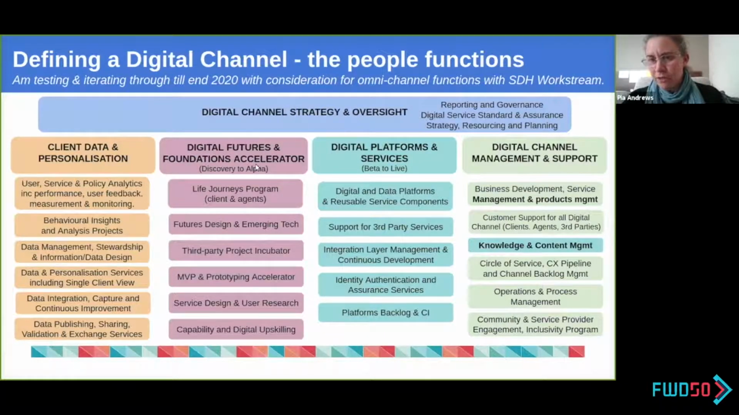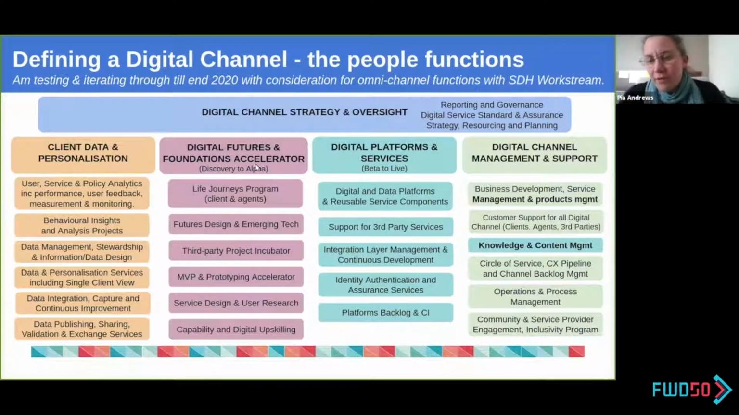So in our model, we have a digital channel management and support function. Again, very common in digital channels around the world. This function becomes the owner of the user experience, of the client experience. It becomes the owner of the Service Canada digital channel as a product, so that all of the sub-products, all of the tools, all of the functions are always being subject to: how does this serve people? How does this improve their experience? How does this weigh against all of the other challenges that we need to prioritize?